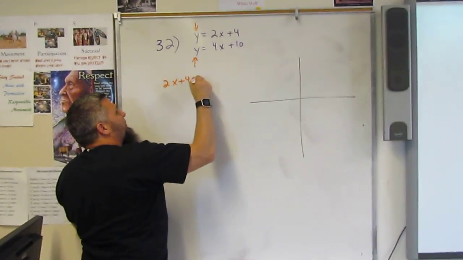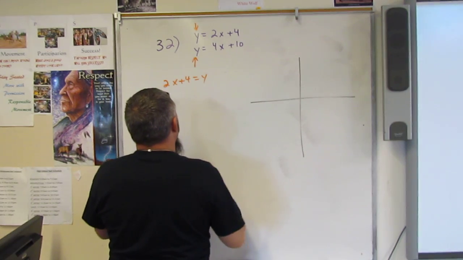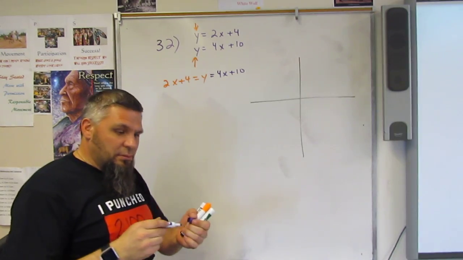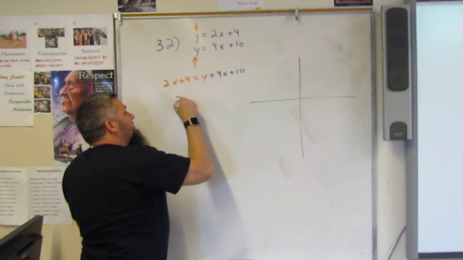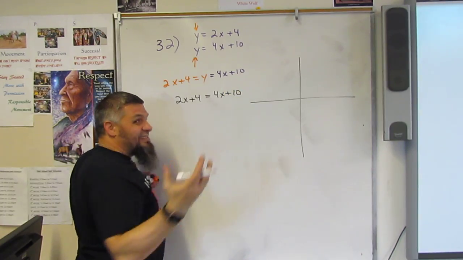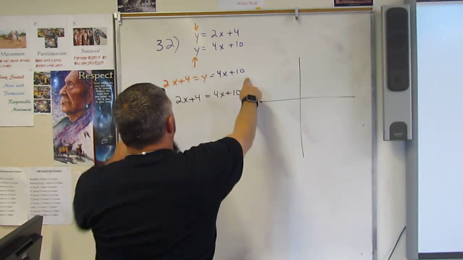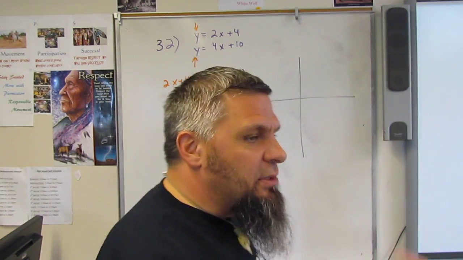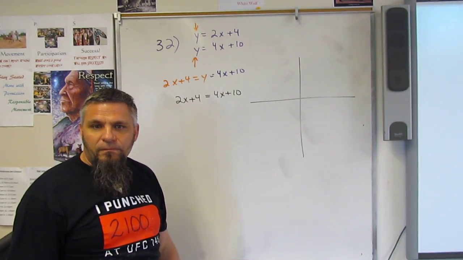2x plus 4 equals y, right? But y is equal to 4x plus 10, right? So all that's saying is that 2x plus 4 is equal to 4x plus 10. That's it. That's all that's saying. Bam. They both equal y, so they have to equal each other. Does that make sense? This is called substitution. I'm just substituting this in for y. Okay?